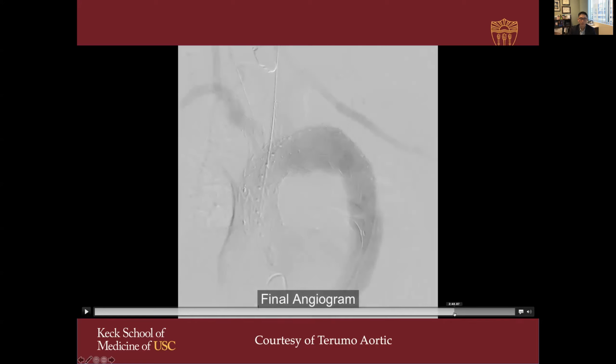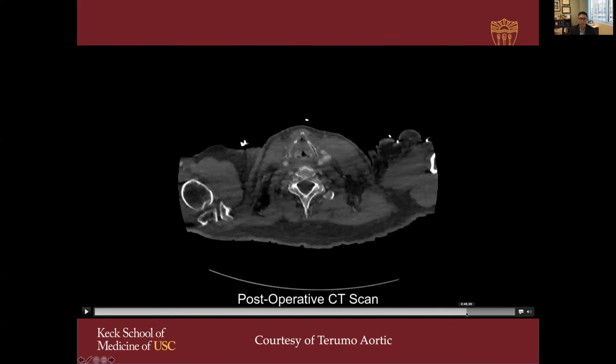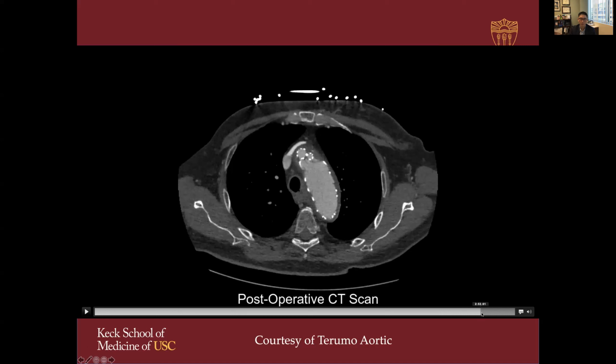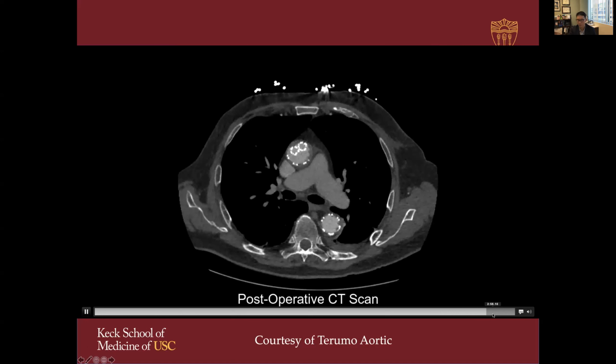Completion angiography shows successful exclusion of the lesion. Left subclavian artery is bypassed to, and you can see the plug there, and dual branches are seen here.